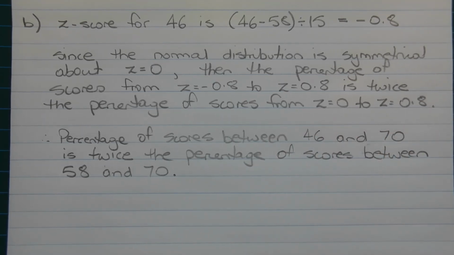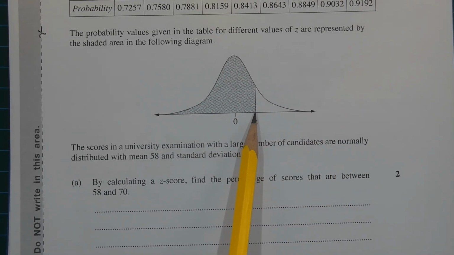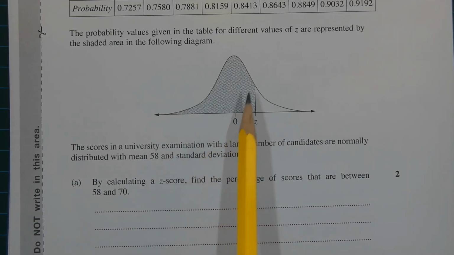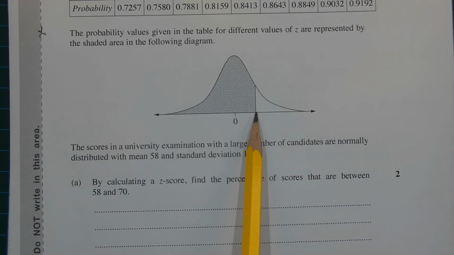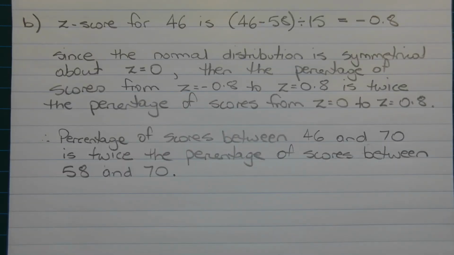equals 0.8. If we have a look at the normal curve, if that was z equals 0.8, then z equals negative 0.8 would be roughly here. And this area here from z equals negative 0.8 to z equals 0.8 would be twice the area from z equals 0 to z equals 0.8. Therefore, the percentage of scores between 46 and 70 is twice the percentage of scores between 58 and 70, which means it's twice the answer that we obtained in Part A.